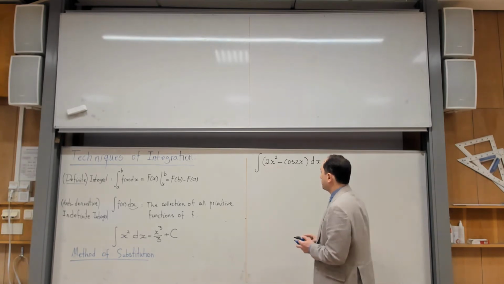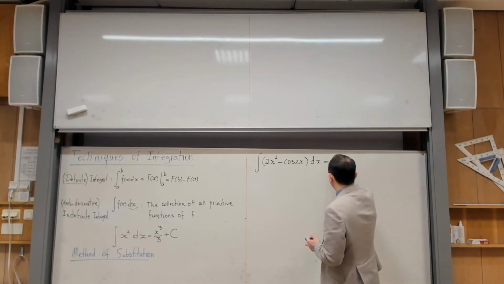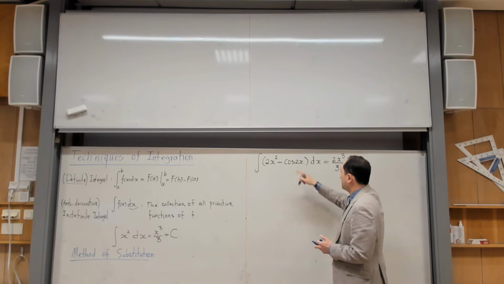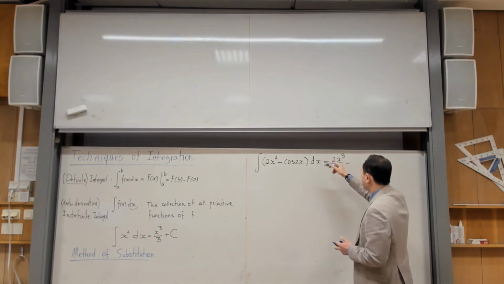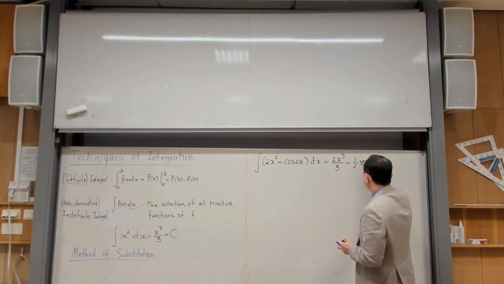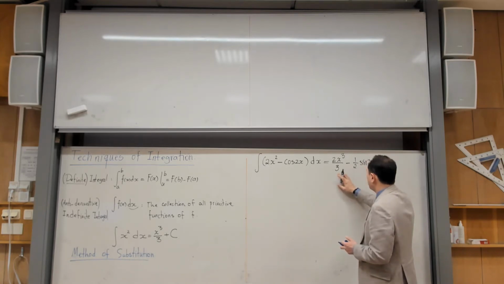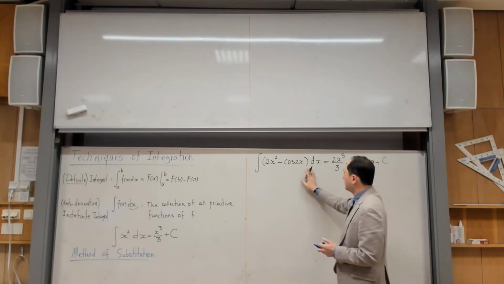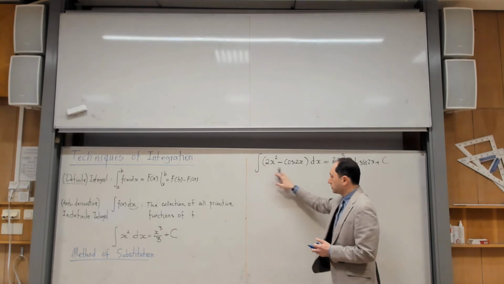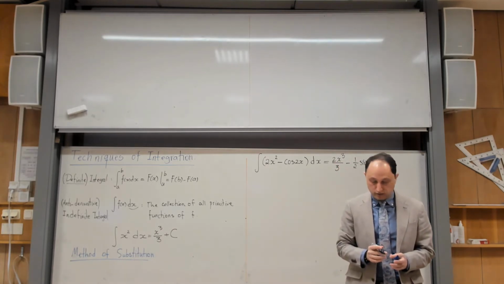So what is the primitive function for the first one? It is just 2x to the power of 3 divided by 3. And what is a primitive function for that? So you write minus 1 over 2 sine 2x, and that's plus c. So I'm not doing anything new. I have just changed the name of primitive function to this indefinite integral, yes?